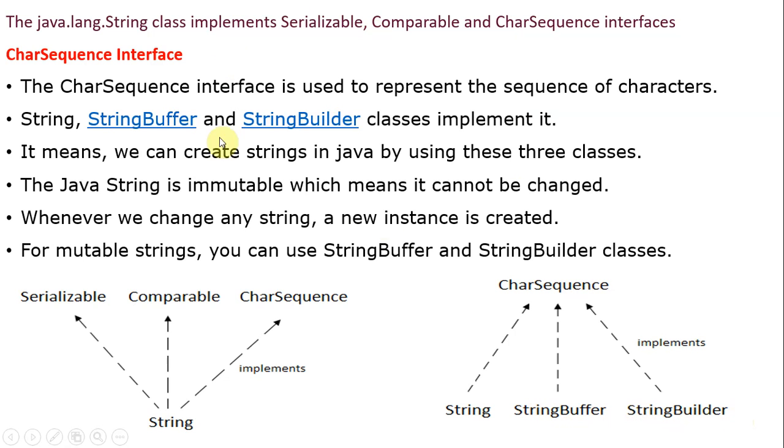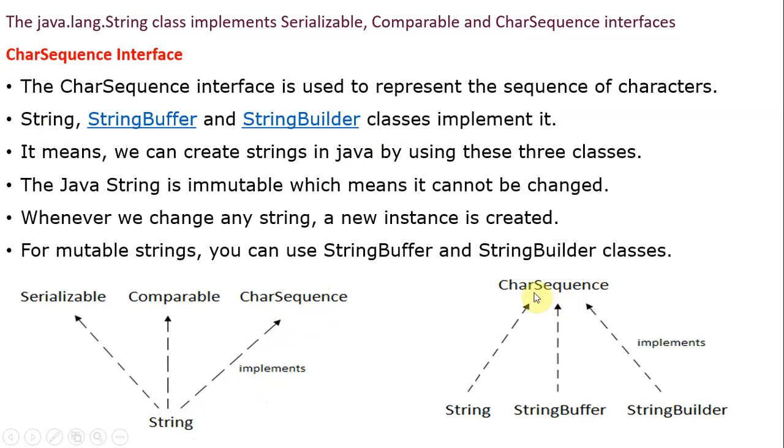We'll see what those are. Okay, what are those? The CharSequence interface is used to represent a sequence of characters. If you want to use a string, you can implement any one of these. CharSequence is nothing but a set of characters. If you want to work with a set of characters that is not a String, you can use the CharSequence interface.